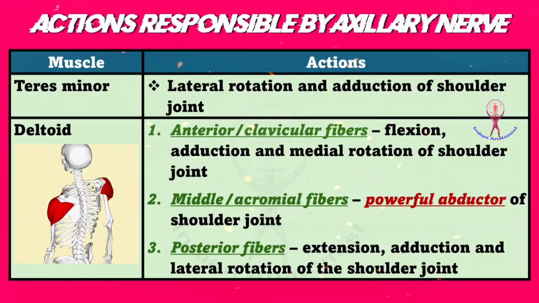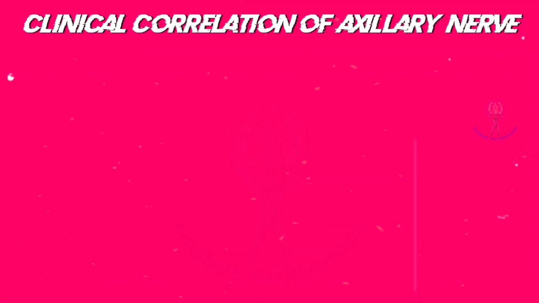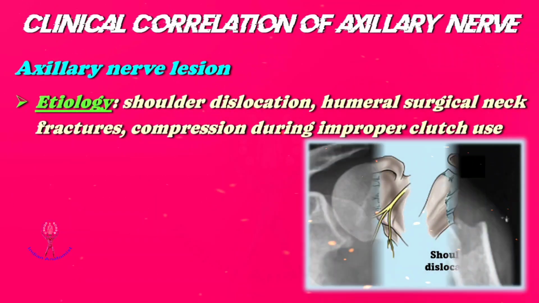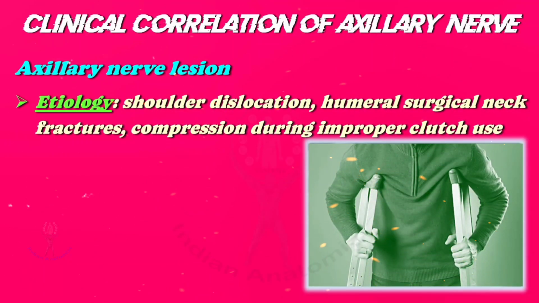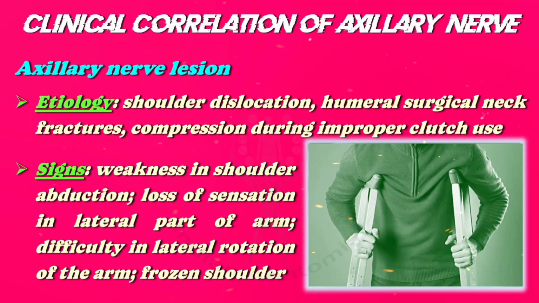What next? Yes, the clinical anatomy of the axillary nerve. Axillary nerve lesion or injury. The etiology is shoulder dislocation, humeral surgical neck fractures, and compression during improper crutch use. Now what are signs of this nerve lesion? Weakness in shoulder abduction, loss of sensation in lateral part of arm, difficulty in lateral rotation of the arm and frozen shoulder.